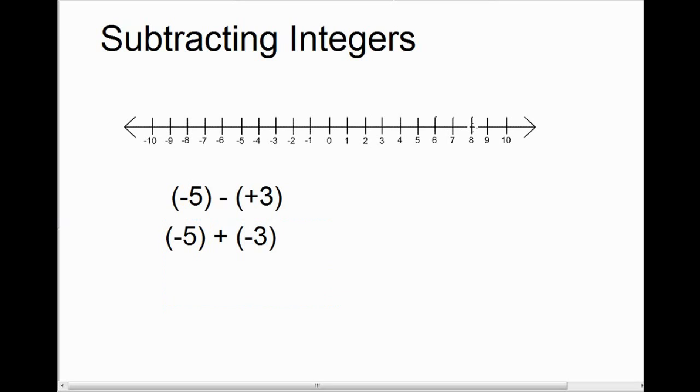So now if we look at the second question, we know we're going to start at negative 5, and we're going to move to the left 3 places. So we end up at negative 8. Which means the answer to the first question is negative 8, because it's exactly the same question.